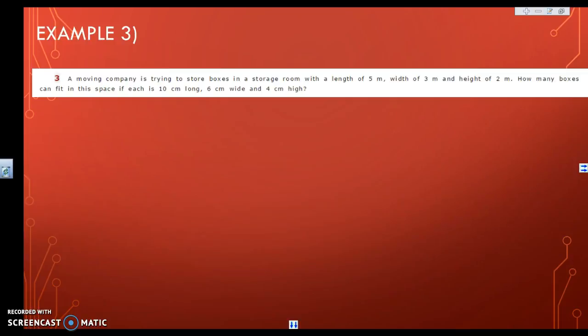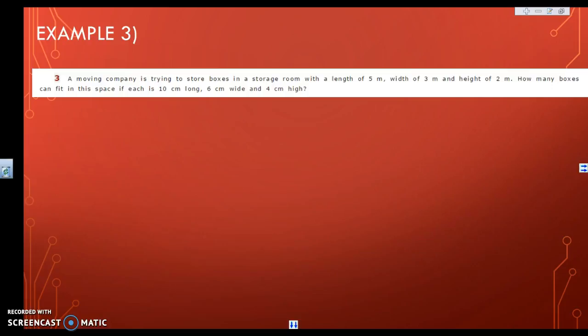Okay, so here's our last example. So let's go and get started on this. It states that a moving company is trying to store boxes in a storage room with a room length of 5 meters, width of 3 meters, and height of 2 meters.